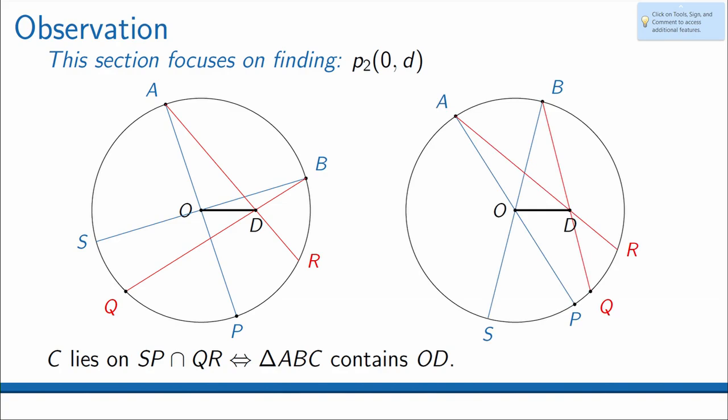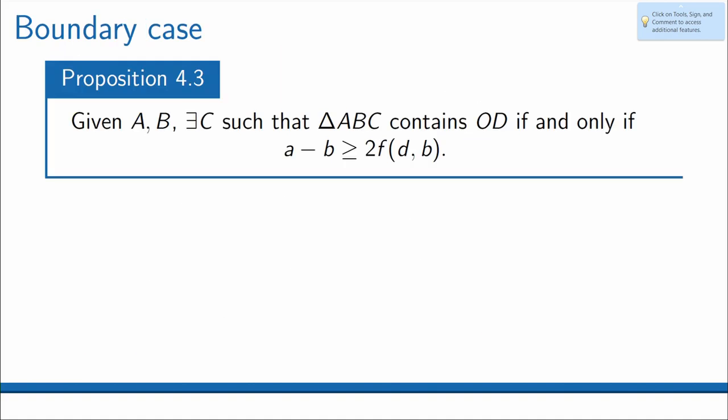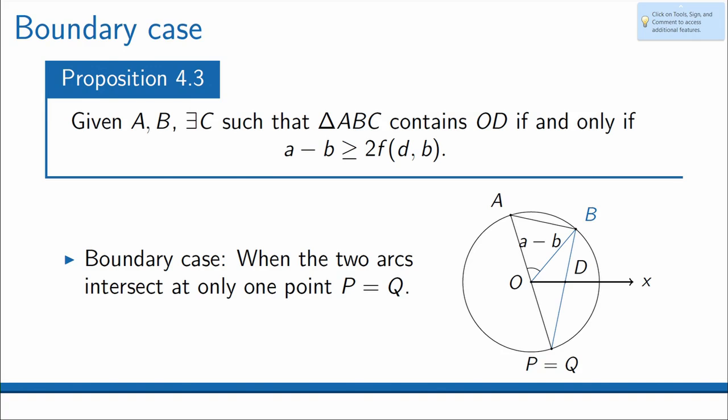But notice that when A and B are too close, the two arcs may not intersect, and therefore we want to find the condition for AB such that the arcs actually intersect, which is here. This is an inequality showing the condition of A and B, and this is proved by considering the boundary case, which is when the two arcs intersect at only one point, and it is easily proved by angle chasing.